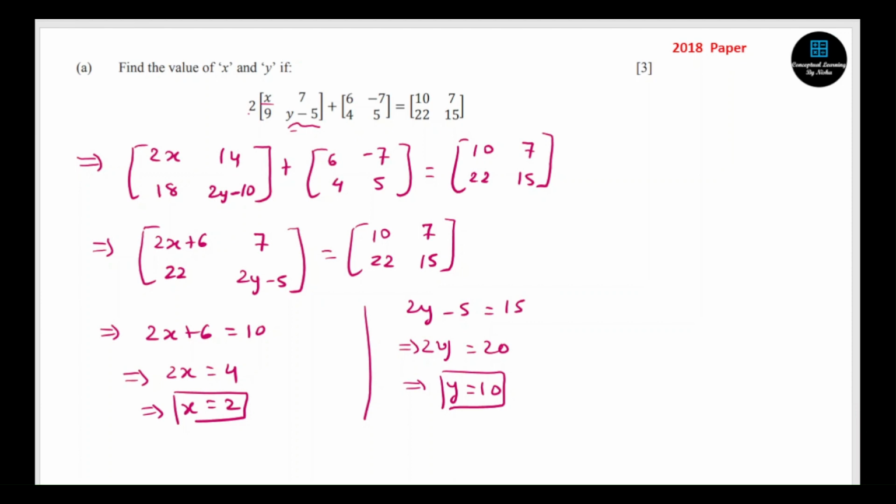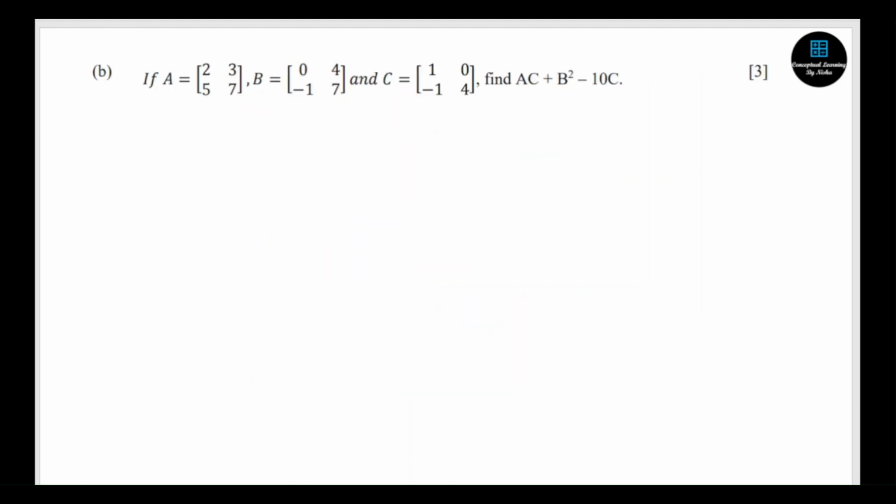Alright? Okay. Now 3 marker question. So we have to find the value of AC plus B square minus 10C. So let's do it step by step. So I'll write this: AC plus B square minus 10C equals. Now, [2, 3; 5, 7] is A, and C is [1, 0; minus 1, 4].